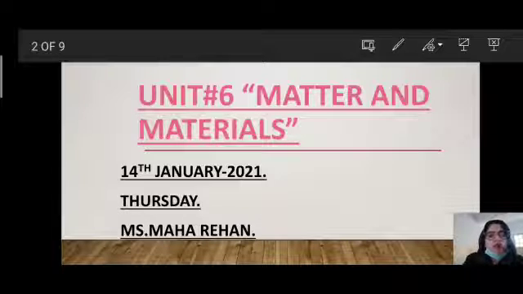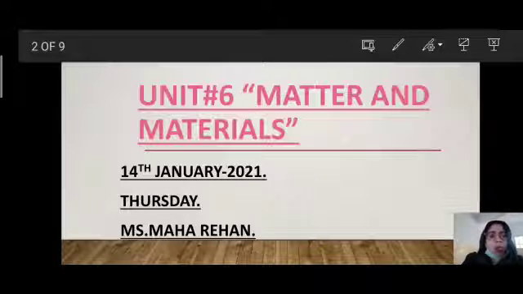As you already know, we have started our unit number 6, Matter and Materials, in the previous Zoom session, and I gave you the introduction of matter, what matter is and what the three states of matter are. First of all, I am going to give you a short overview of the previous session. Matter is anything that occupies space and has weight.